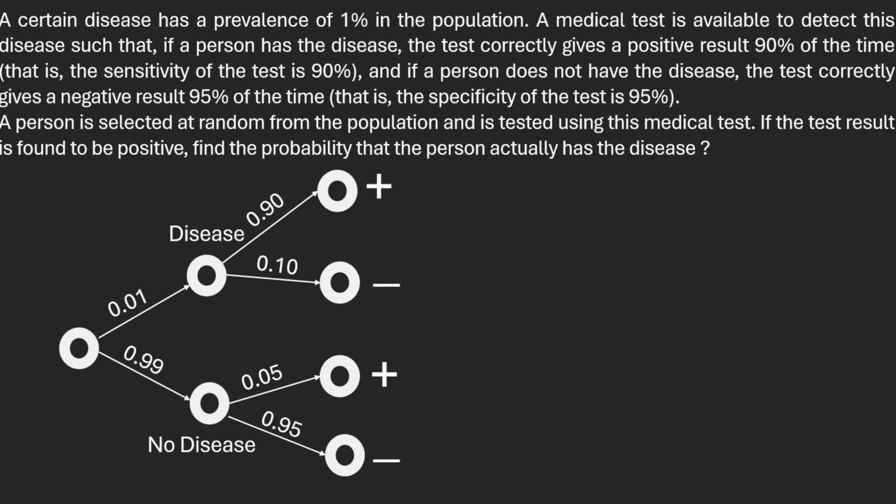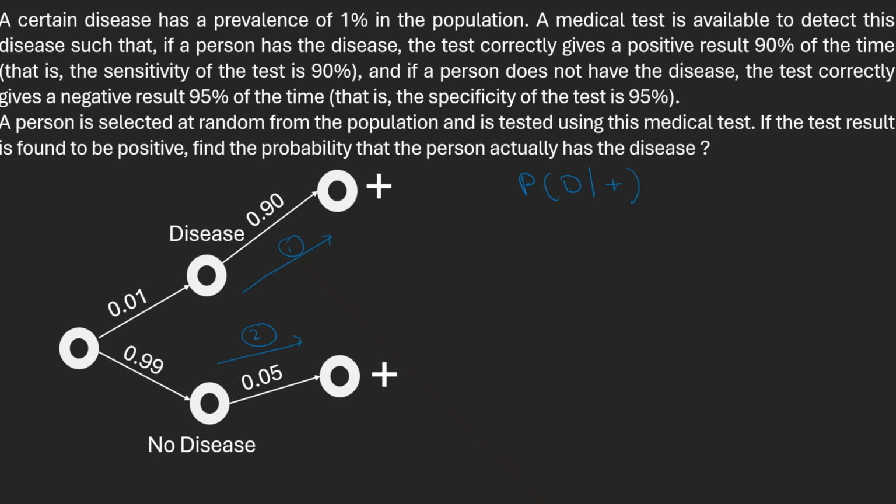And the question is, if the test result is found to be positive, find the probability that the person actually has the disease. Since we are interested only in the positives, we will erase the paths that connect to the negative test results. Now, we need to find the probability that the person actually has the disease given the test result is positive. As we can observe, there are two paths that give the positive result. This is path 1 and this is path 2. Since it is asking for disease and positive, it is nothing but path 1 divided by the total of the paths.